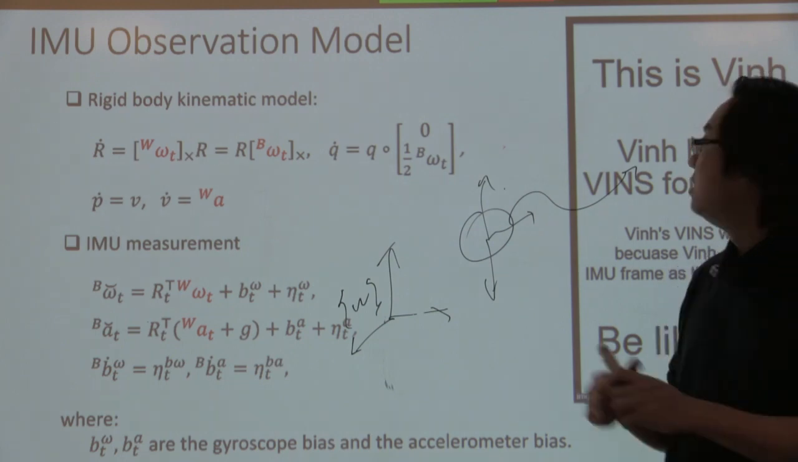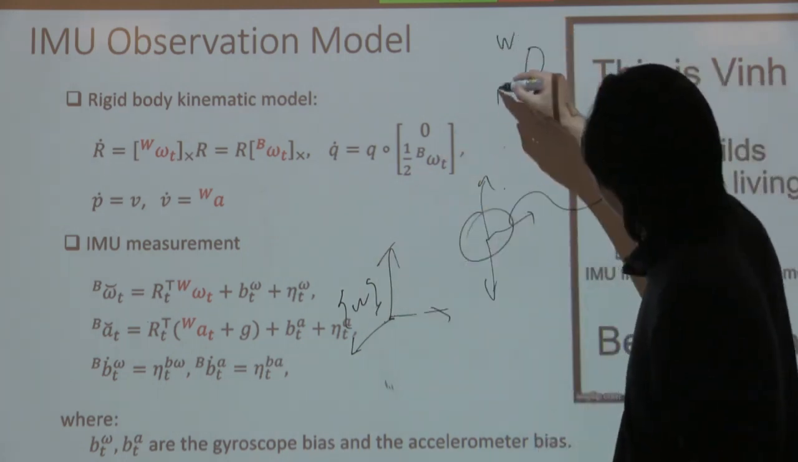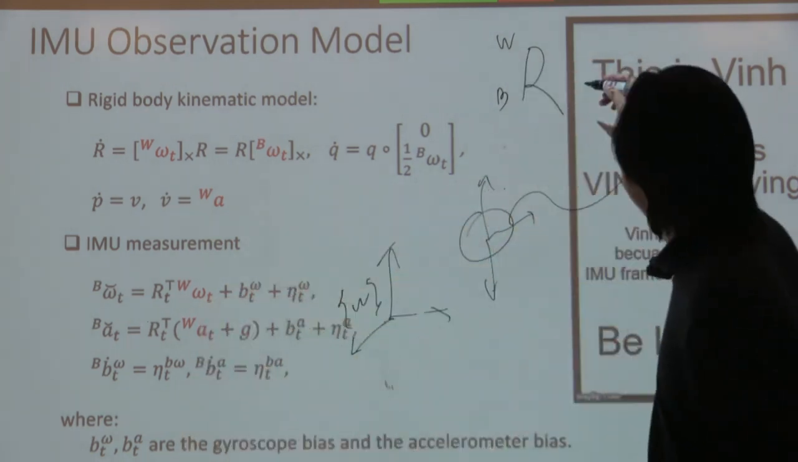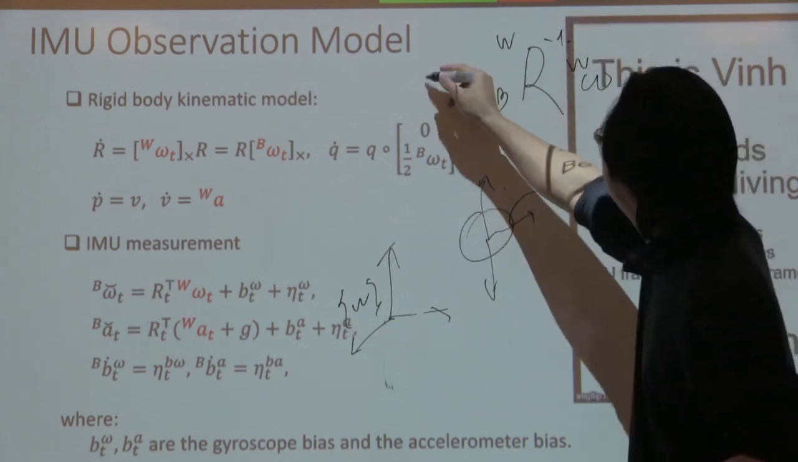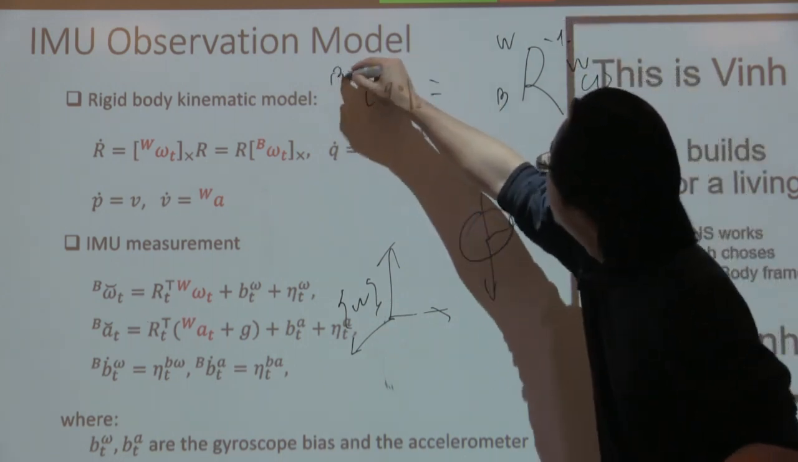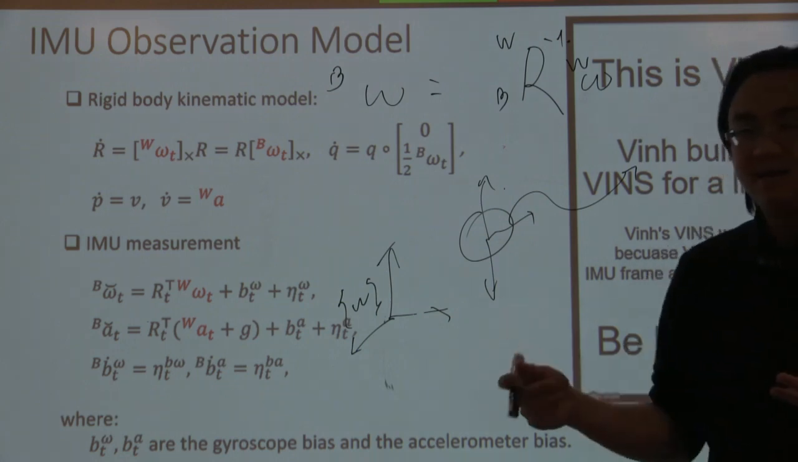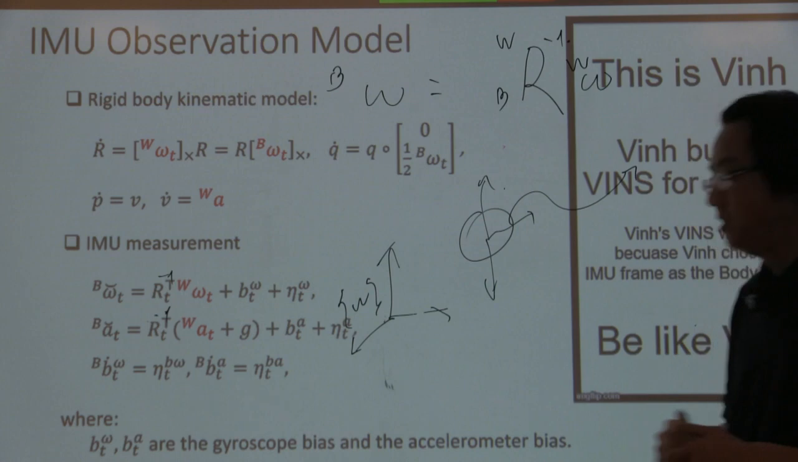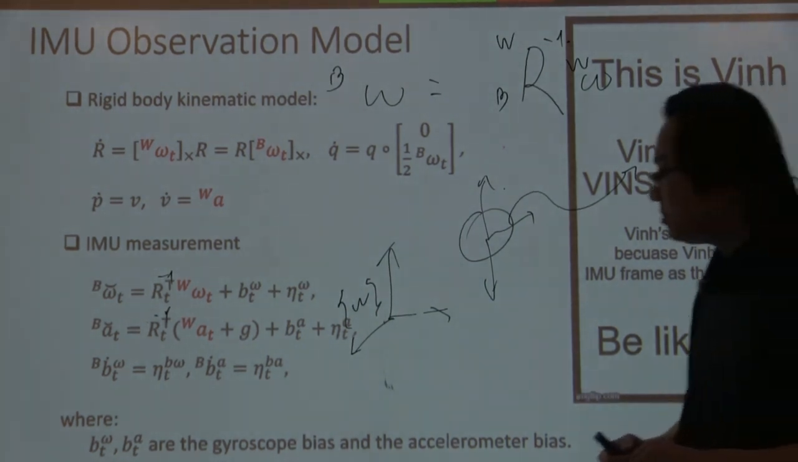So R here is implicitly converting a coordinate from the body frame to the world frame. This one is in the world frame, right? So you have to invert this one to convert it to the body frame. I just think T is a very confusing notation for inverse. Oh yeah, because it's a rotation, it's orthogonal, so it's the same as the inverse. Yes. But it's okay, it's the same for a rotation matrix.